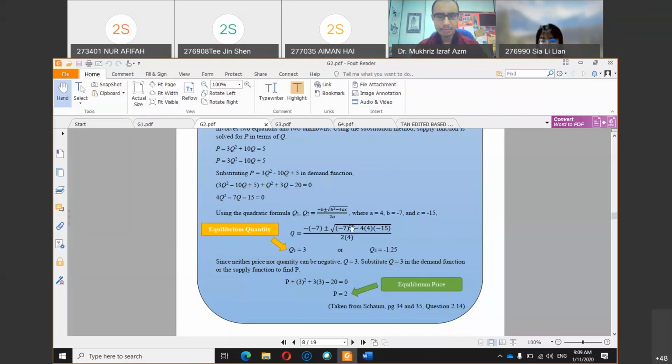This is a standard factorization formula. Of course, you can just use your calculator to solve this, with no need to calculate manually like this. But this is just to show how you derive the answer. At the end of the day, we only use the positive solutions, the positive quantity, and then substitute.